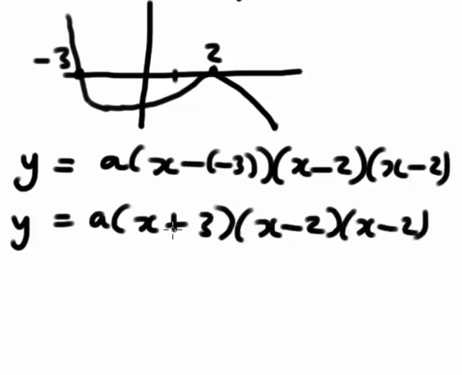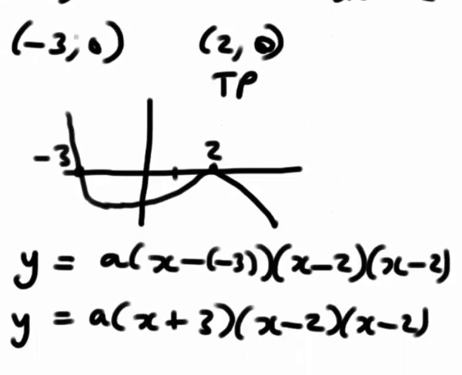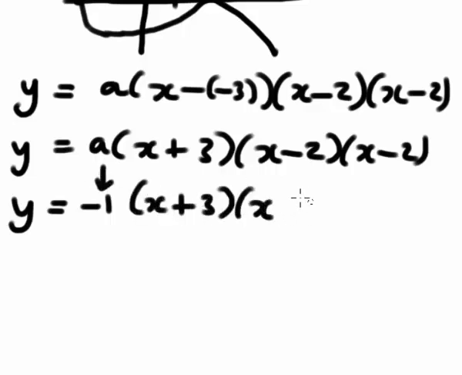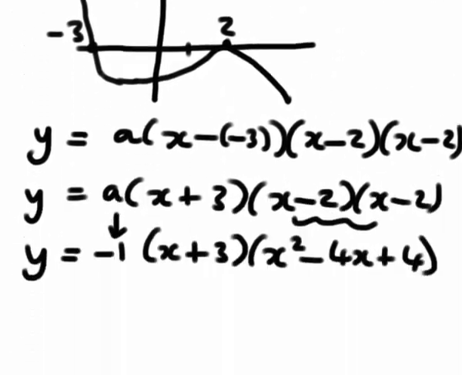Well, think about it. A would be the coefficient of x cubed, which happens to be -1. Which makes sense, because if you multiply all of that out, the a links to the x cubed. So we can say y is equal to, very simply put, -1 for the a, and then we've got x plus 3 and x squared minus 4x plus 4, if you multiply it out, and there we go.